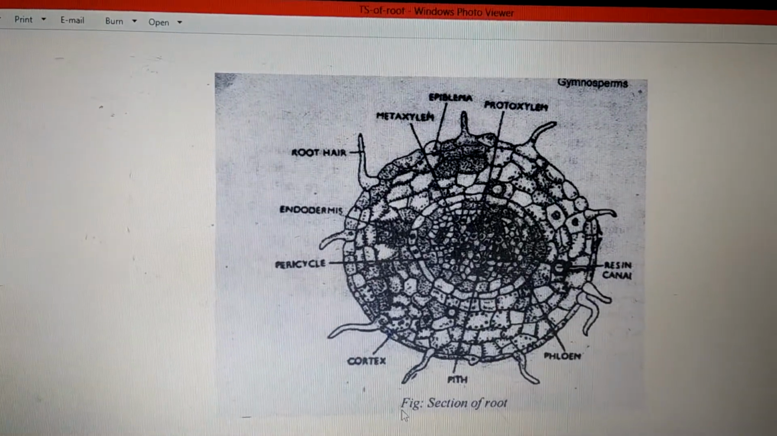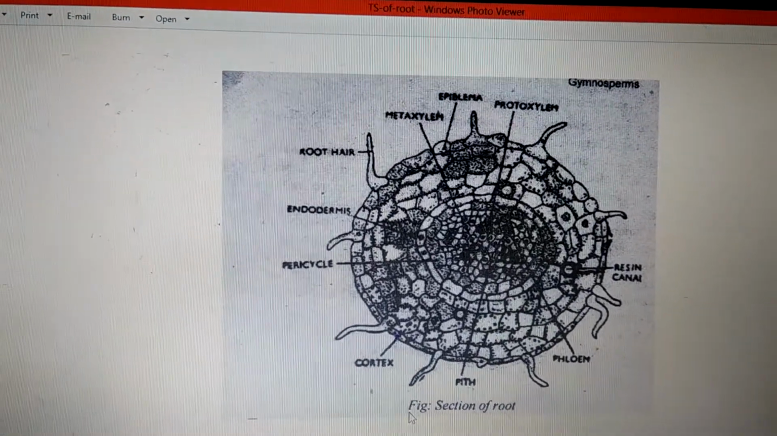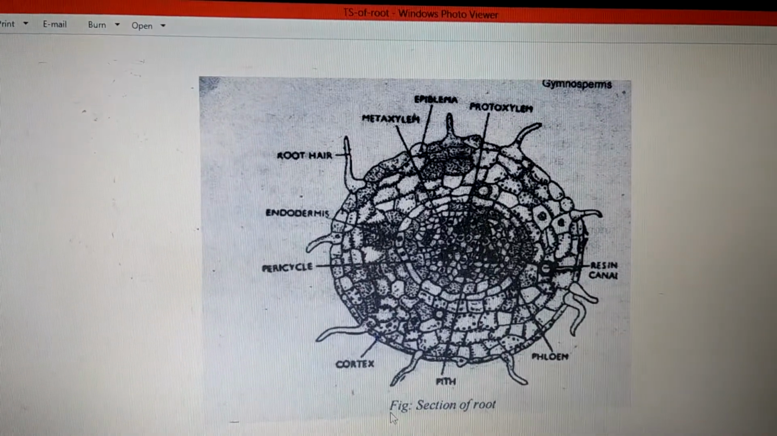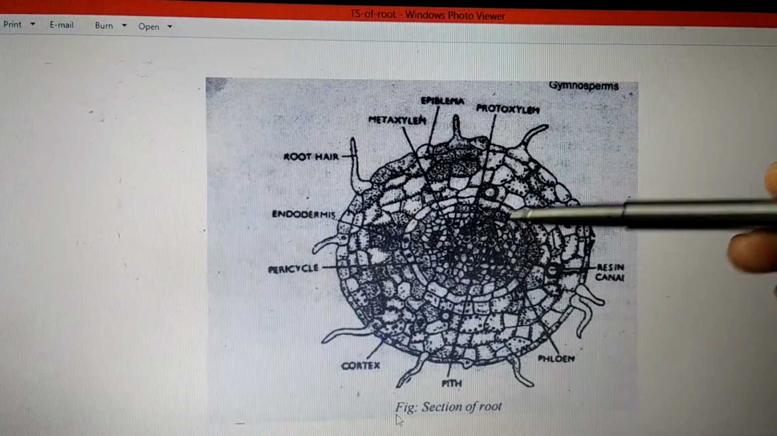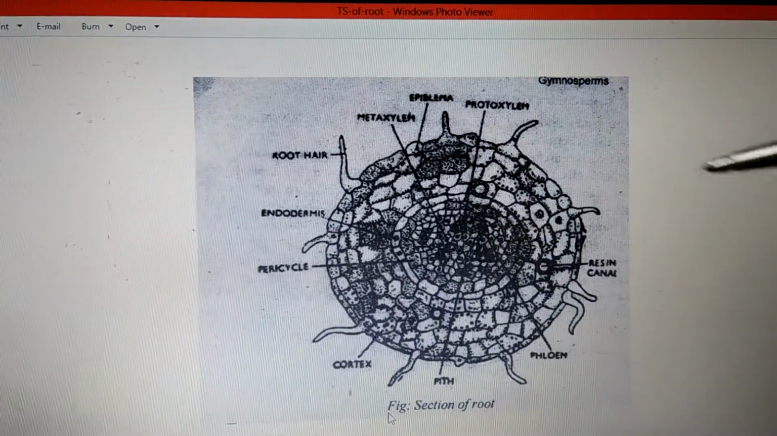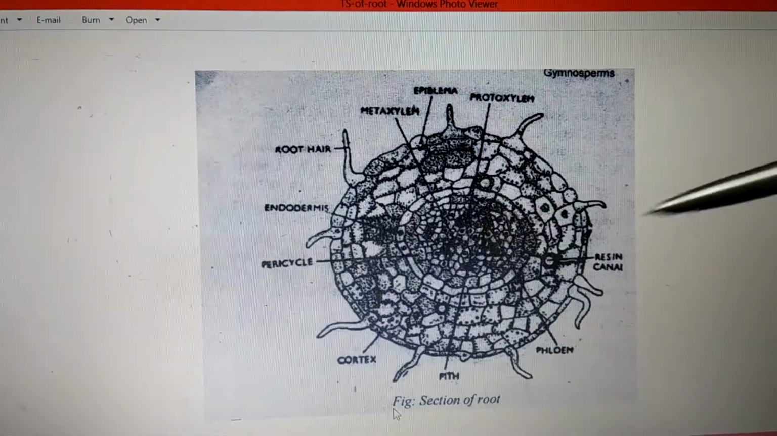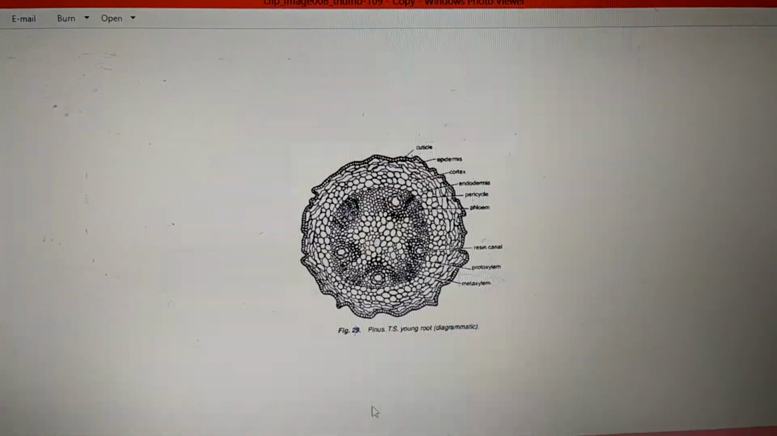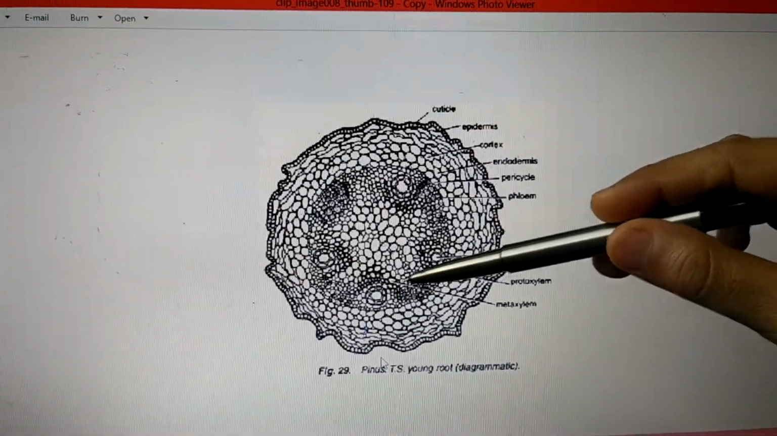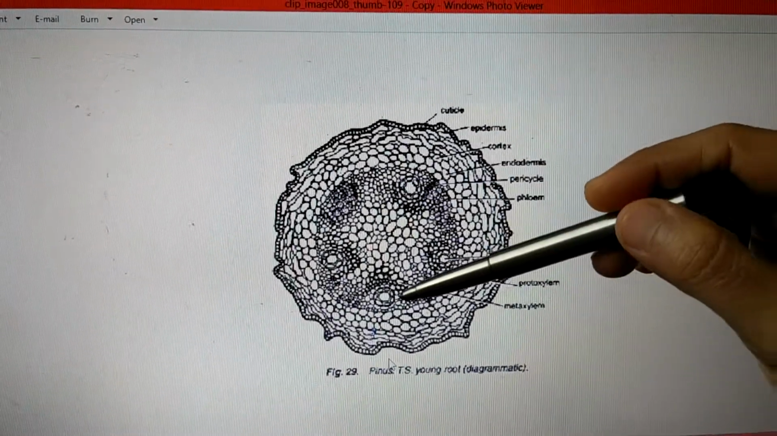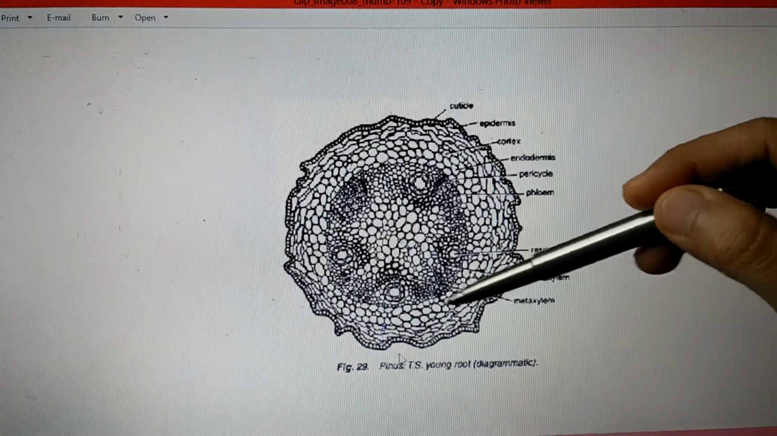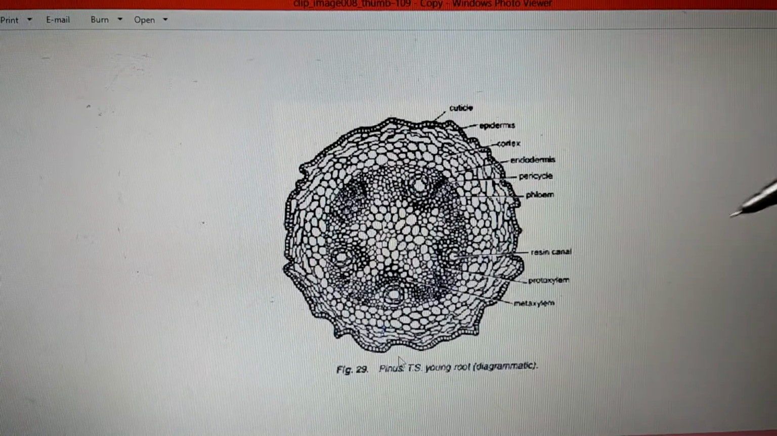With an exarch condition. Exarch is related to xylem, that is the arrangement of the protoxylem as well as metaxylem. When the protoxylem is towards the periphery and the metaxylem towards the center, such a condition is called exarch. So vascular bundles are arranged radially, with metaxylem towards the center and protoxylem towards the periphery. This condition is called exarch.